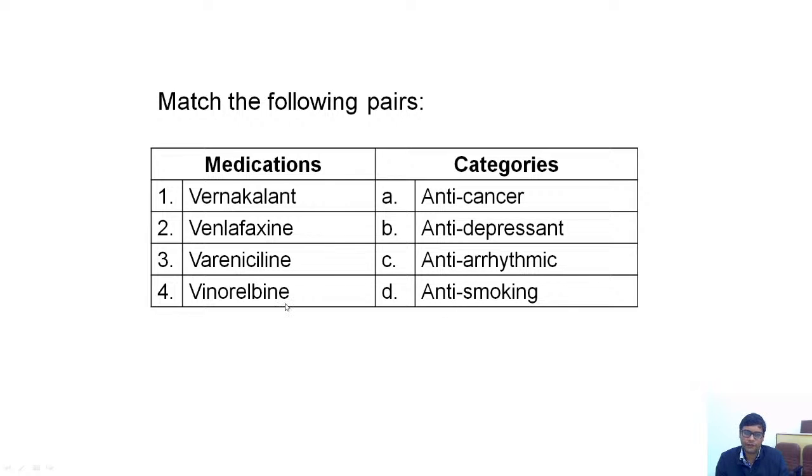Okay, vinorelbine, it is a vinca alkaloid group of drug, and it is used as an anti-cancer drug. Okay, so 4 matches with A, which is anti-cancer. It is used for non-small cell lung cancer and metastatic breast cancer. Okay, so it is a vinca group of drugs. So just remember, try to pay attention to the spelling and how the drugs sound. It is useful in questions like this.